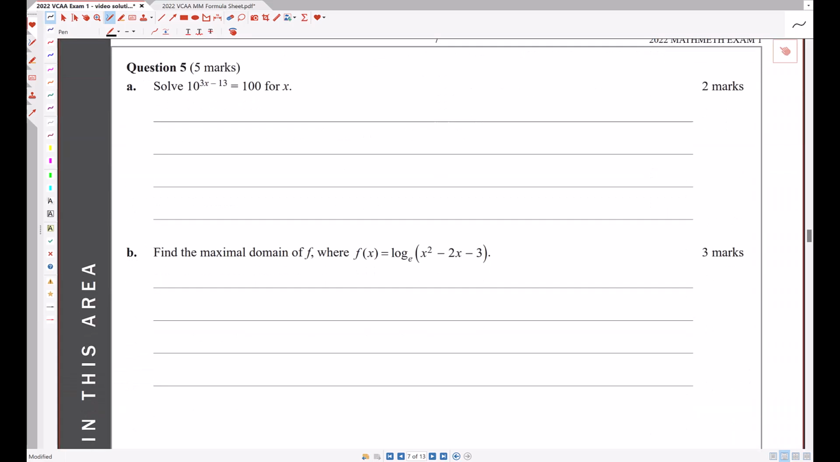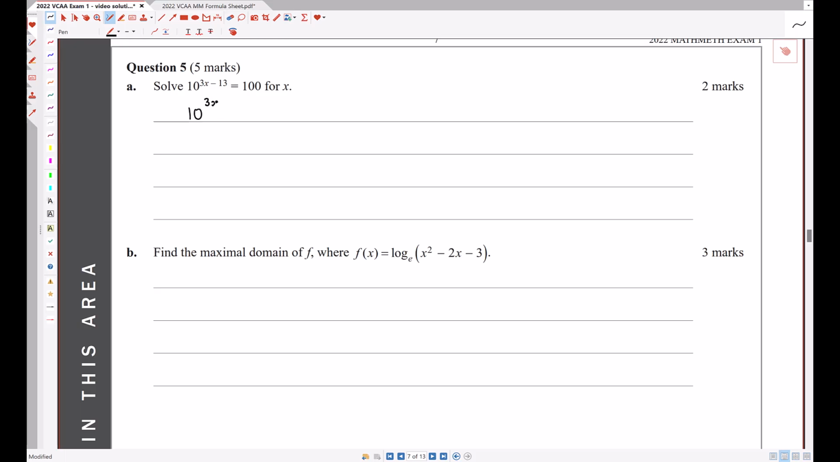Okay, question 5. Solve 10 to the power of 3x minus 13 equals 100. So this is a really straightforward exponential equation. Teach these with my Year 10 class. The easiest way to solve exponential equations is if we can write both sides of the equation with the same base, that's what we'll do. So in this case we can do that, we don't need any logs.